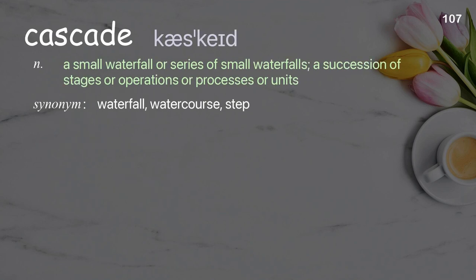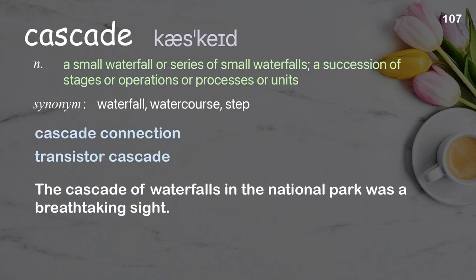Cascade. A small waterfall or series of small waterfalls, a succession of stages or operations or processes or units. Examples. Cascade connection. Transistor cascade. The cascade of waterfalls in the national park was a breathtaking sight.